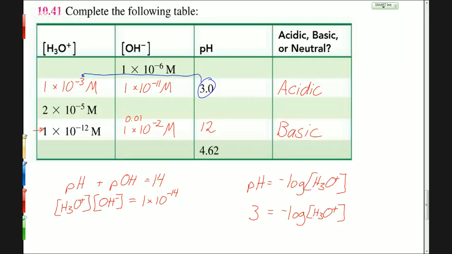Let's look at the very last line. The pH, instead of 3, is 4.62. So is that acidic, basic, or neutral? Acidic. Yeah, that's acidic. Still acidic.